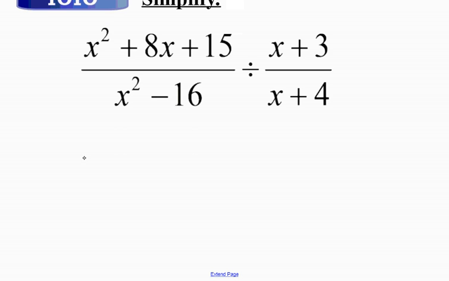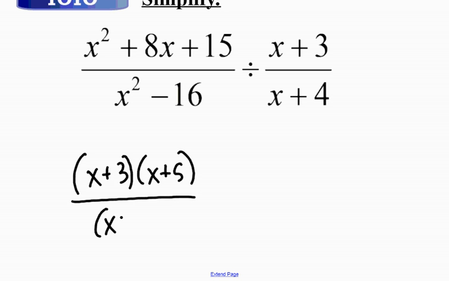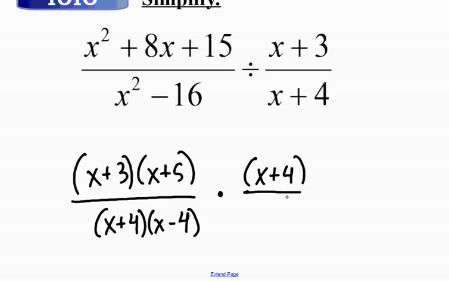First thing I would do is factor. So up top is going to be x plus 3, x plus 5. Down below on the left-hand side is a difference of squares, plus 4 and minus 4. If it's a division question, I'm going to make it a multiplication question by multiplying by the reciprocal. Now I need to cancel out any common factors. X plus 3 over x plus 3 is going to make 1. This is really 1 and 1. What else is there? There's x plus 4 and x plus 4 are going to make 1 and 1.